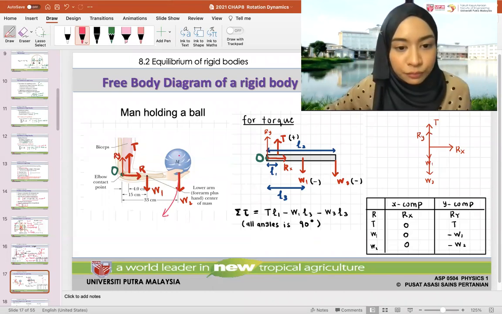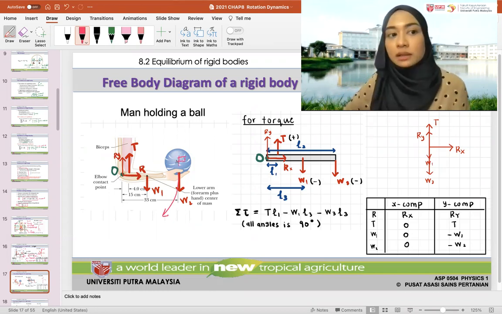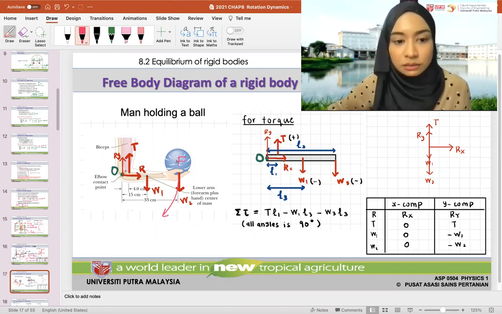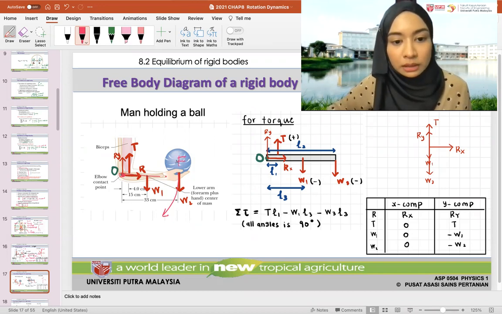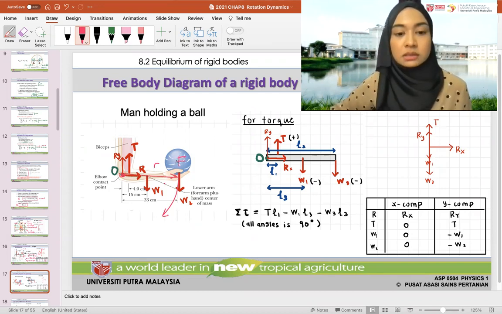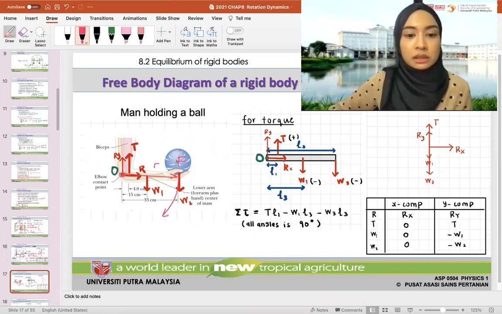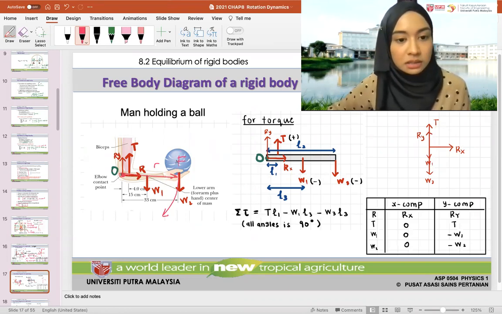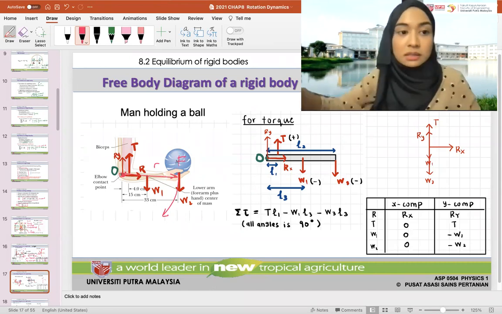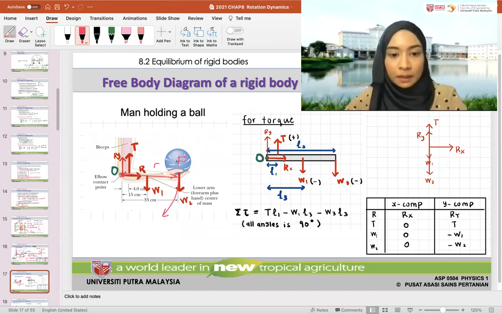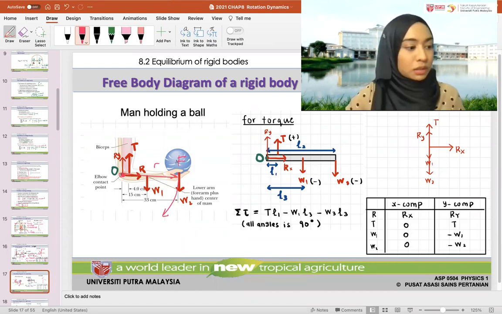So the force applied by the object that we're holding has the radius from the axis of rotation, which is our elbow, and this is our radius. So sama juga kat sini, this is the force, this is the R, axis of rotation. You have your torque. Your hand, your arm has torque. So back to this equation.